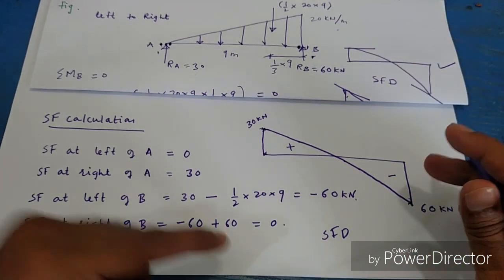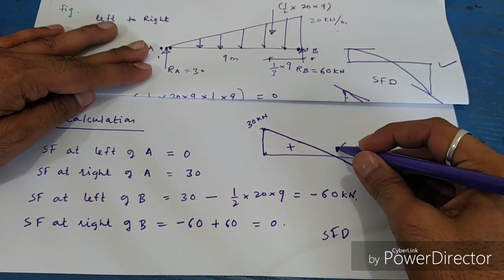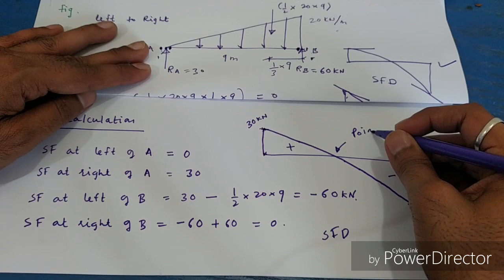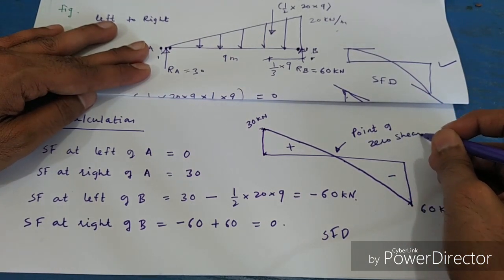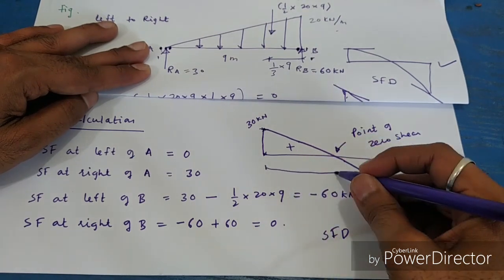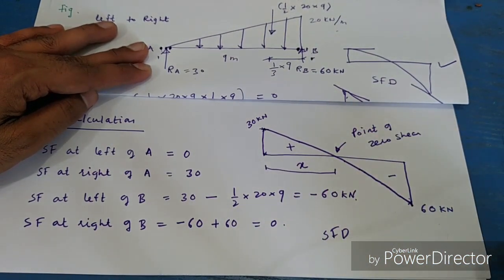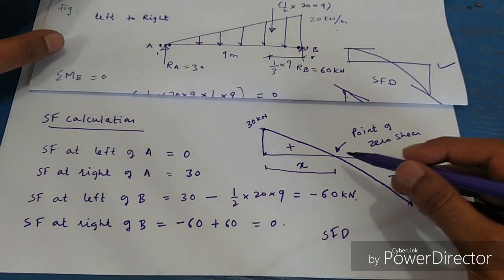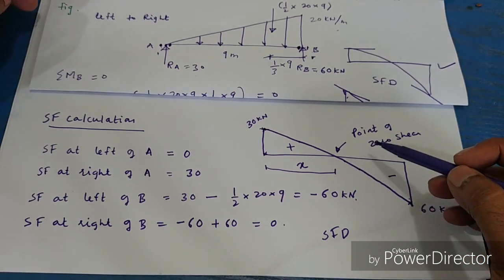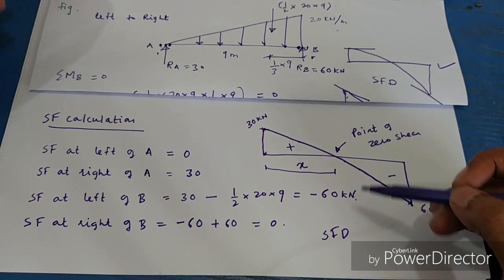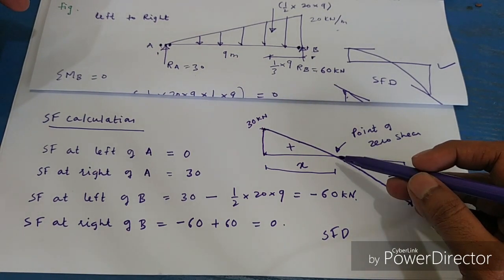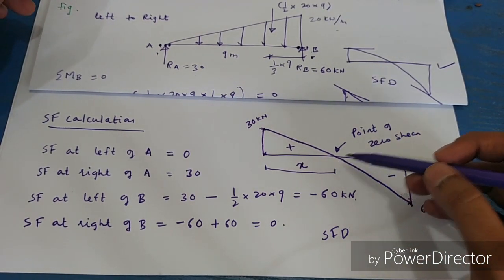And this point is called the point of zero shear, which we don't know. We have to find the point of zero shear, because we say that at the point of zero shear the bending moment is maximum. So in order to find the maximum bending moment, we should know the distance of the point of zero shear.